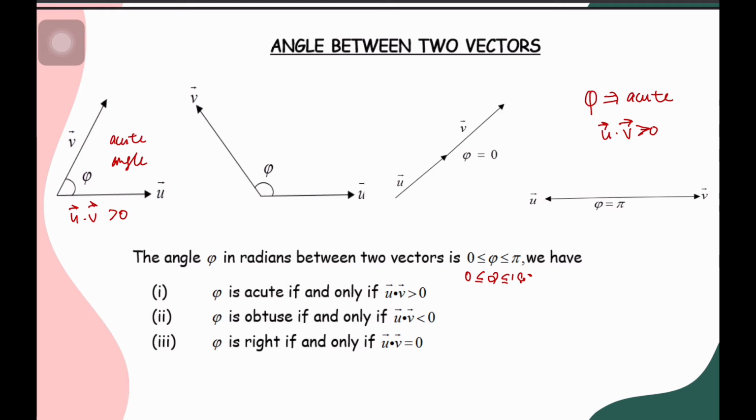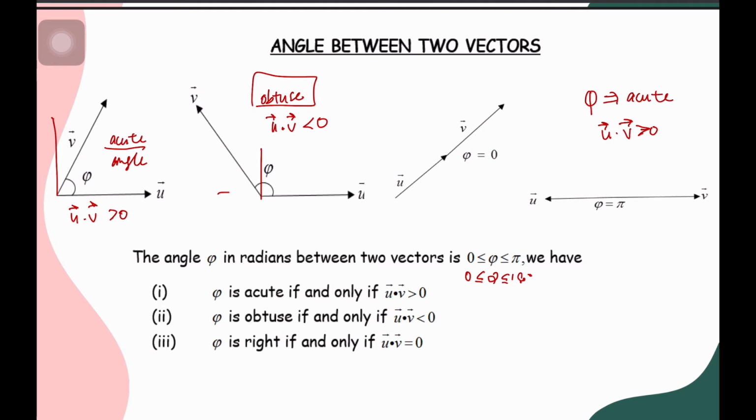Okay, so phi is obtuse kalau dot product of U and V less than 0. Obtuse means it's greater than 90 but it's less than 180. Okay, dia besar daripada 90 tetapi dia kurang daripada 180. Kalau acute, dia kurang daripada 90. Okay, 90 macam ni. So acute kurang daripada 90. Kalau obtuse besar daripada 90, kurang daripada 180.